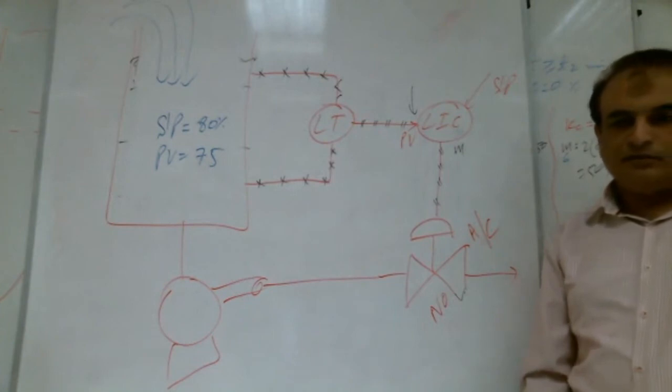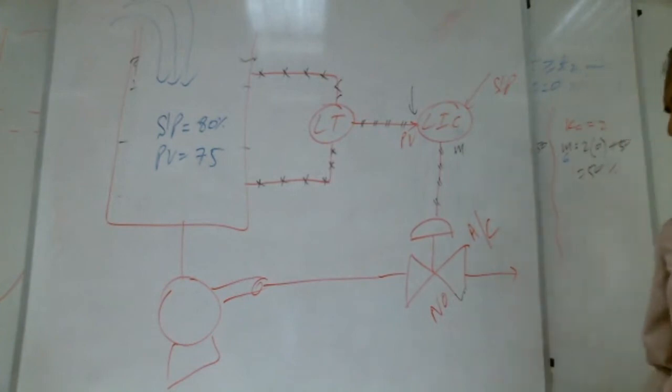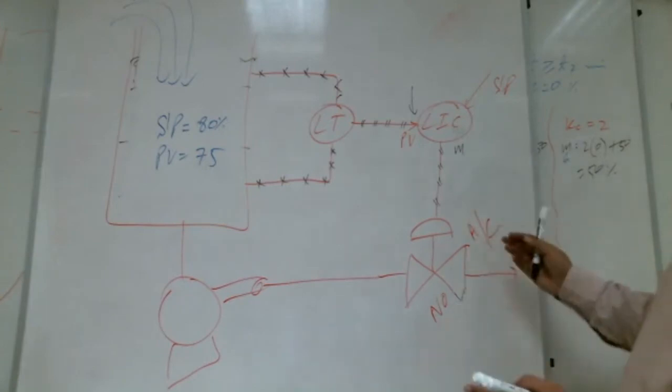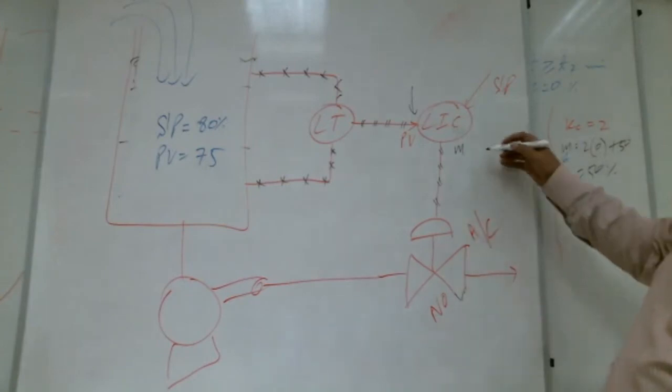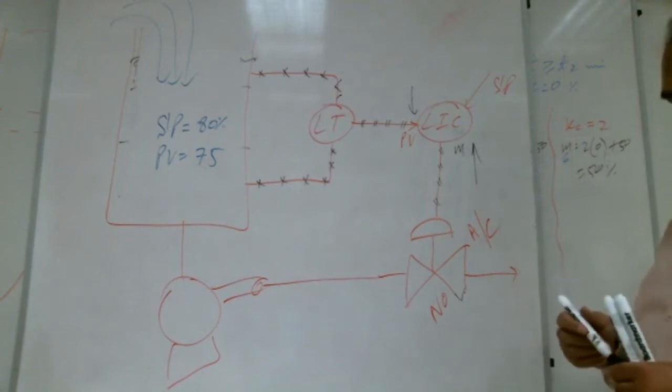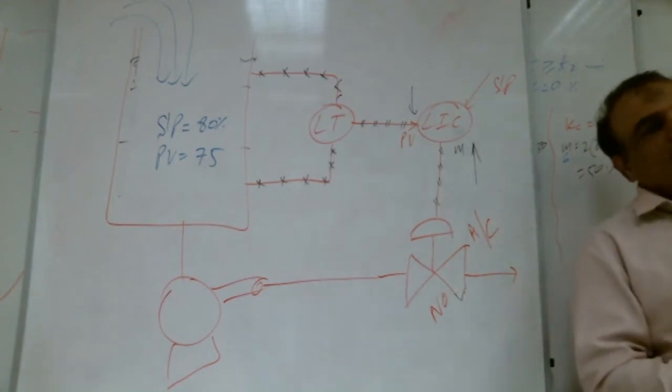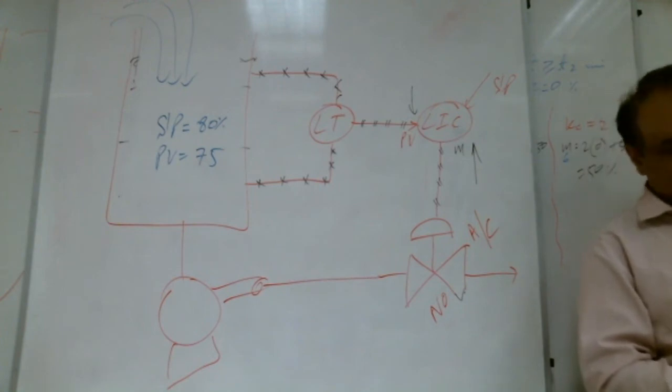We want to increase the signal. If we remove the signal, it will get more open. So we want to increase the signal, right? Yes. So what is it now? Reverse action. No, it is reverse action. Right, Shabab? Right.